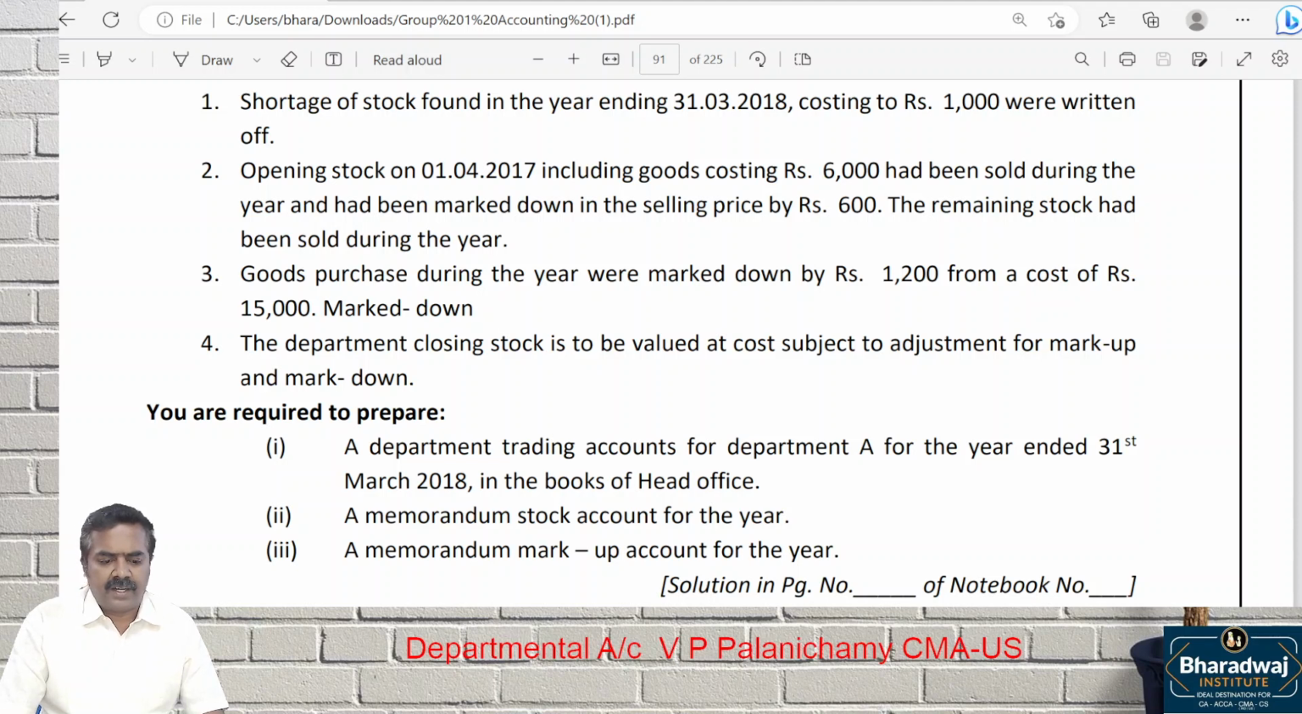Here, third point has one missing information. Goods purchased during the year marked down by how much? 1,200 from the cost of 15,000 கொடுத்திருக்காங்க. அது வந்து cost of those goods. Cost of the goods 15,000. அதுல எவ்வளவு markdown மட்டும் adjust பண்ணா போதும். Only the markdown we need to adjust. Okay.